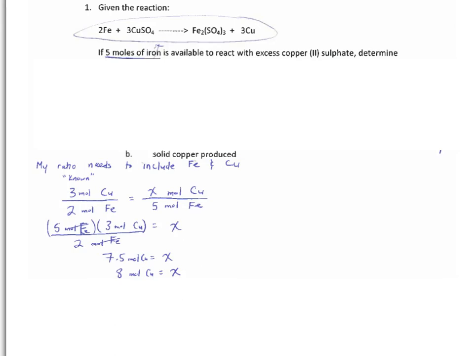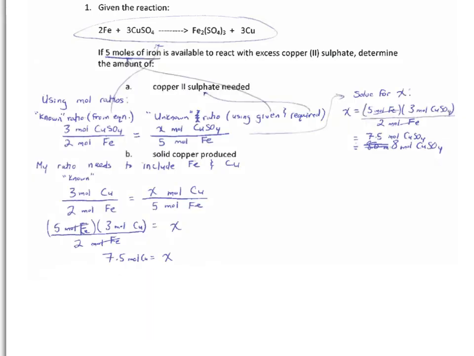And you'll note that the 8 moles here is the same as the answer that was given in part A for the amount of copper sulfate that was needed to react with the iron. And the reason for that is because the iron and the copper sulfate from part A were in a 2:3 ratio, and from part B, the iron and the copper were also in that same 2:3 ratio, meaning that in both cases we started with 5 moles of iron, and so we will end up with approximately 8 moles of the copper 2 sulfate for part A, and 8 moles of the copper for part B.